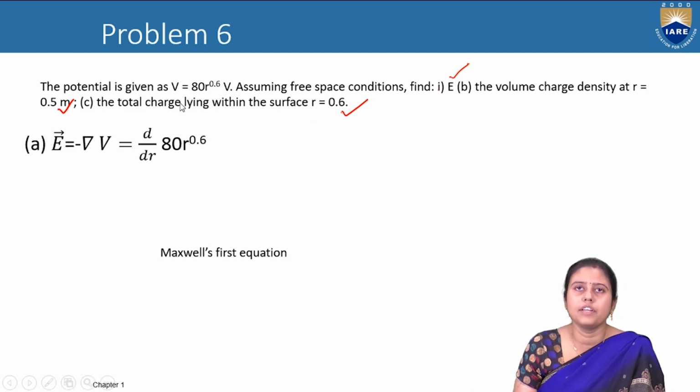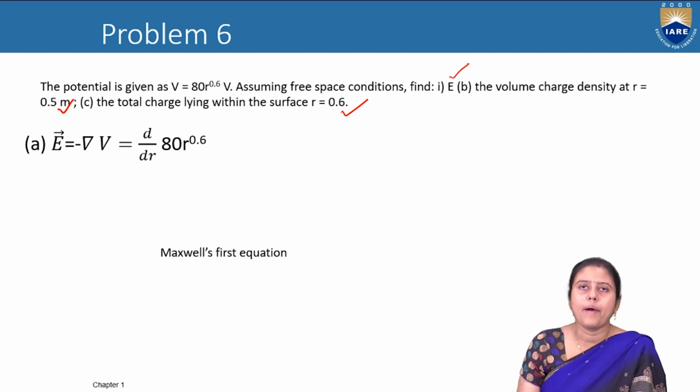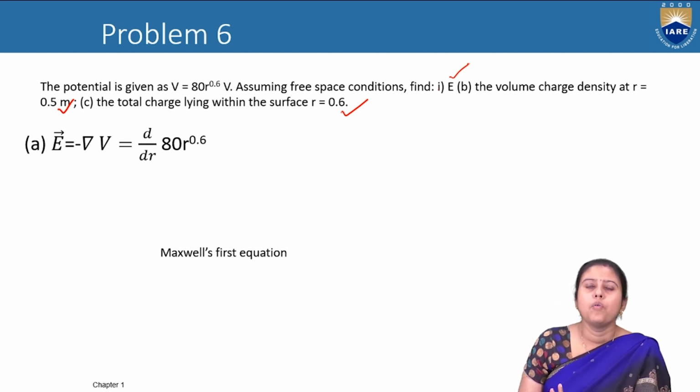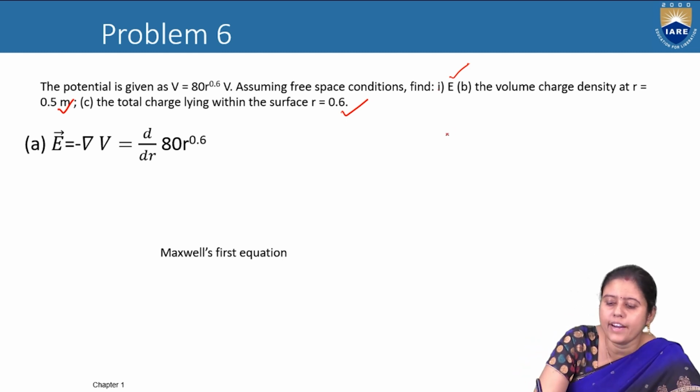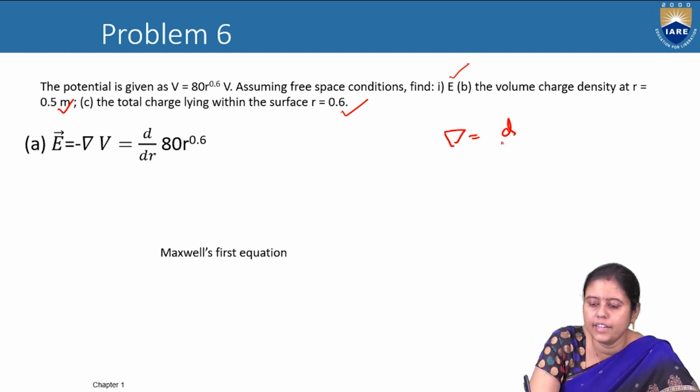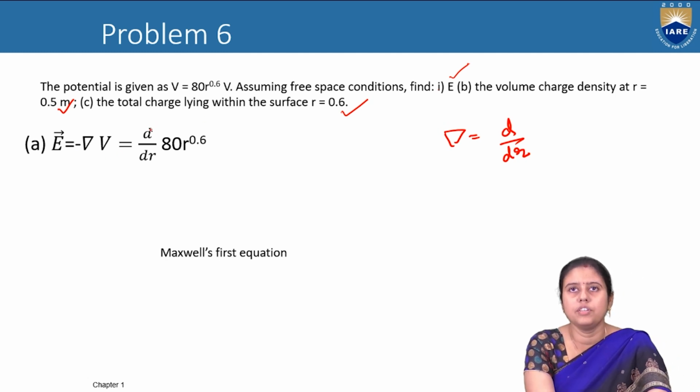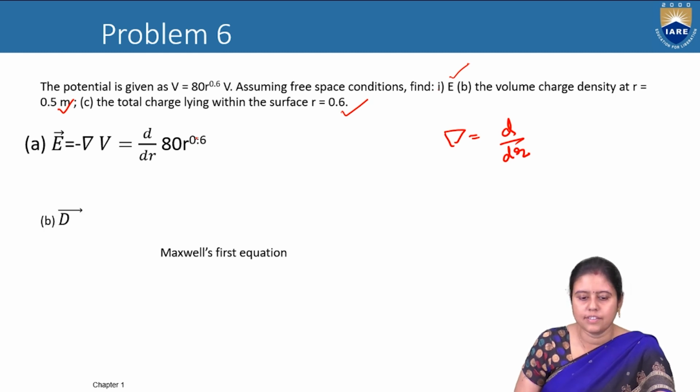So first we will get E is equal to minus grad V. What is the meaning of grad V? E is equal to d by dr of 80 R to the power 0.6. We know the meaning of grad: grad is nothing but d by dr. So grad V is equal to d by dr of 80 R to the power 0.6.